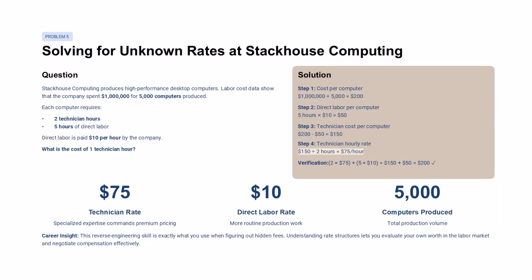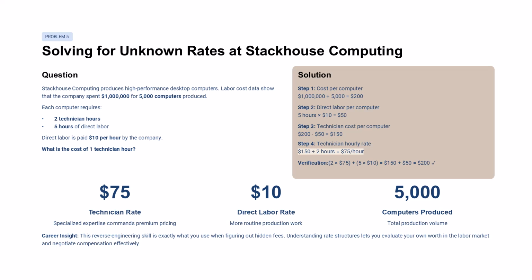Problem 5. Solving for unknown rates at Stackhouse Computing. Reverse engineering the rate. Question. Stackhouse Computing produces high-performance desktop computers. Labor cost data show that the company spent $1 million for 5,000 computers produced, and each computer requires 2 technician hours and 5 hours of direct labor. Direct labor is paid $10 per hour by the company. What is the cost of 1 technician hour?